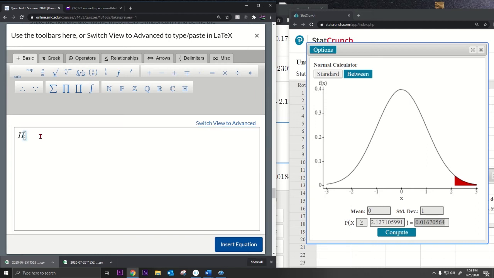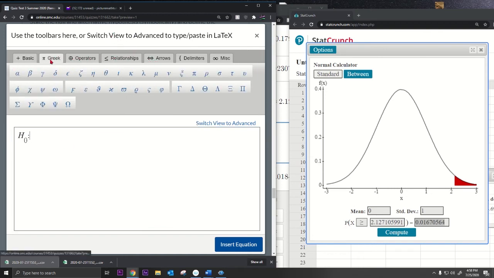Let me go back to the left, and can I put a subscript anywhere? Will it let me? There we go. Subscript 0. There we go. So mu, we do have a Greek letter. That's one thing I like right here. So mu equals, what was it? 62.5, I think. And that's it. There's your null hypothesis using the Greek letter mu for the mean.